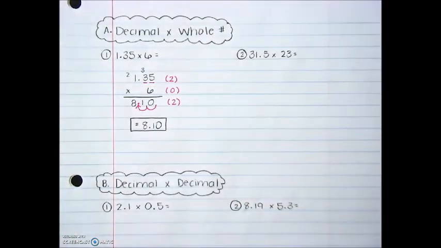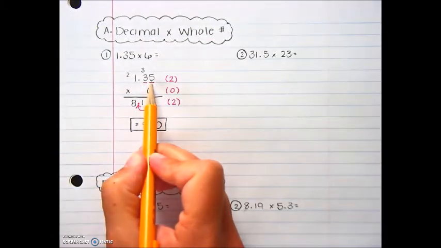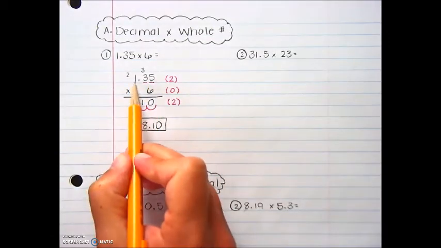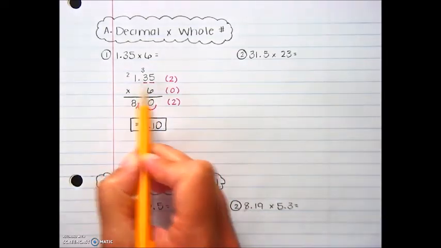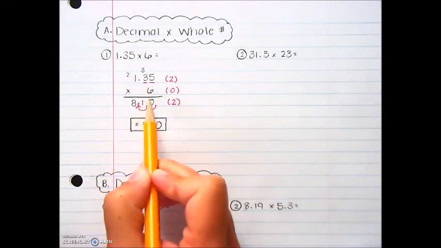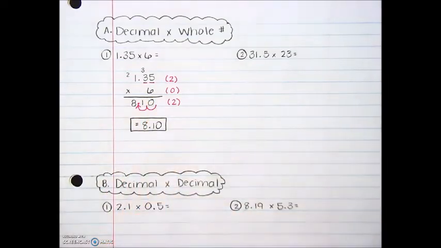And if I think about that, it makes sense because 1 and 35 hundredths is a little bit more than 1. So if I multiplied 1 times 6, my answer would be 6. So by multiplying a little bit more than 1 times 6, my answer should be a little bit more than 6, which is true of 8 and 10 hundredths.